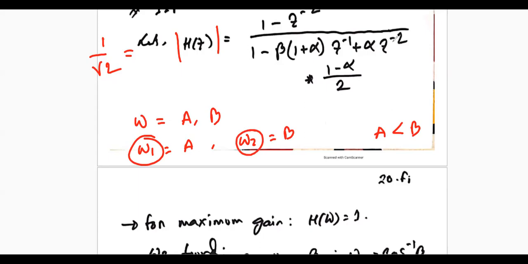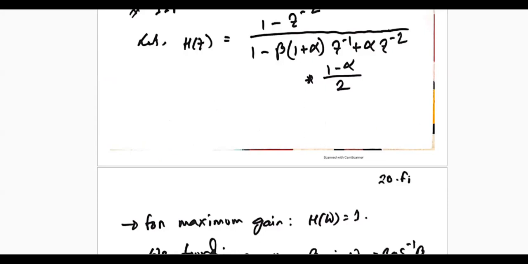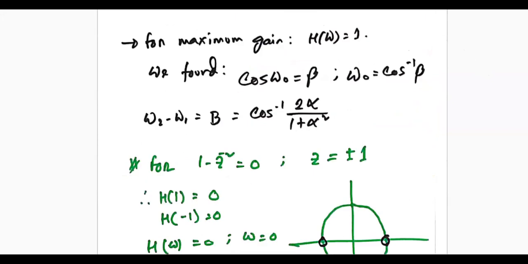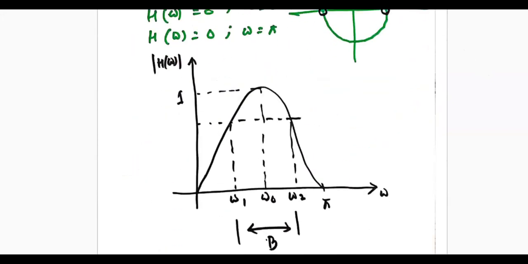Since the fundamental equation is a second order equation, you should get two values when the amplitude is 1 divided by √2, that means you are targeting the cutoff frequency. And from that magnitude plot, we can easily understand that for the value of 1 divided by √2, we'll get two values.